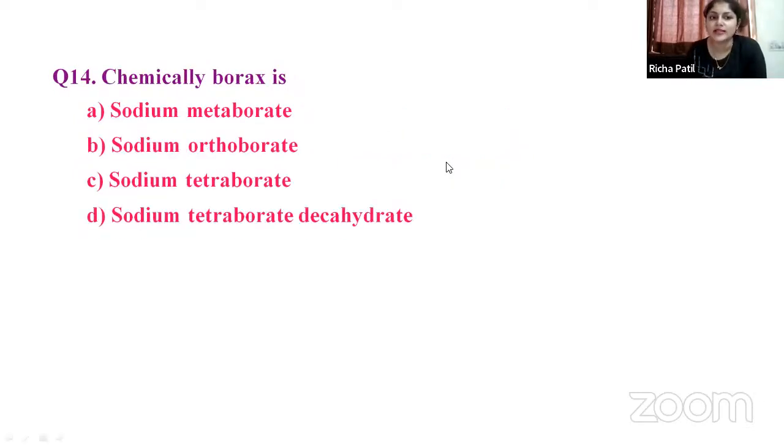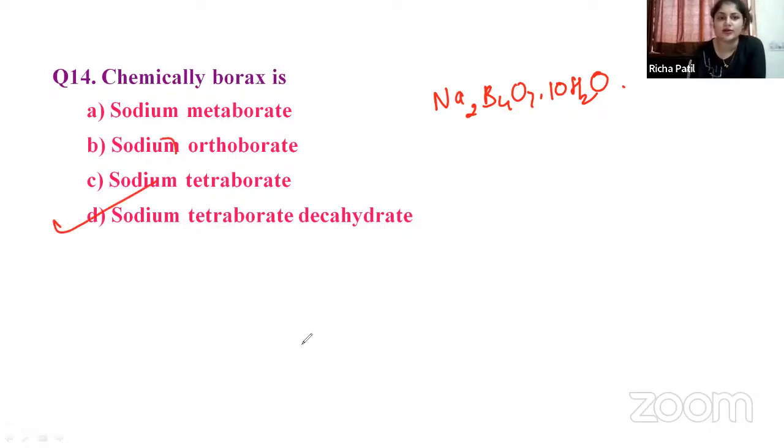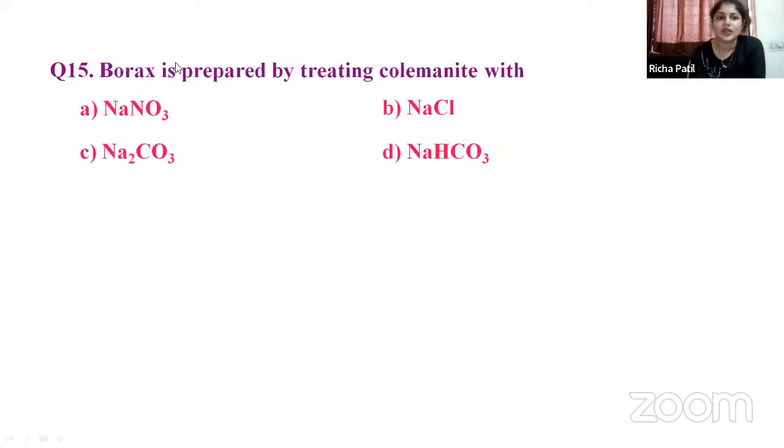Chemically, borax is what? The formula goes like this: Na2B4O7.10H2O. Can you tell me the name? Yes, Parvati, it is right. It is sodium tetraborate decahydrate. So this is the correct answer. Yes. So we'll go for the next one. Borax is prepared by treating colemanite with. Yes, we had seen how borax is prepared by treating colemanite with.